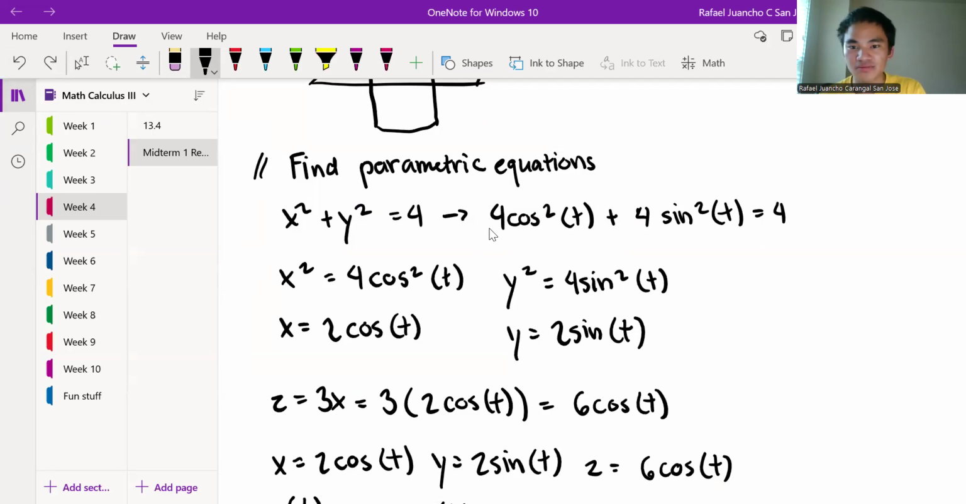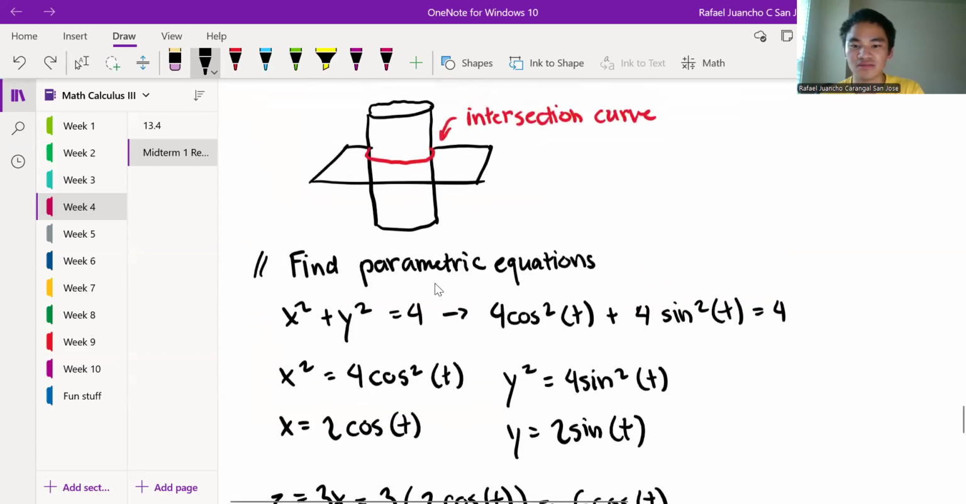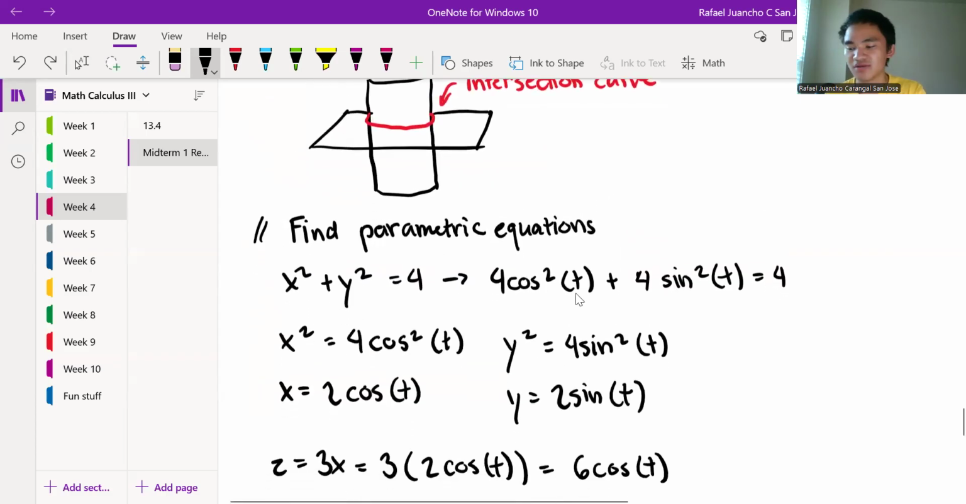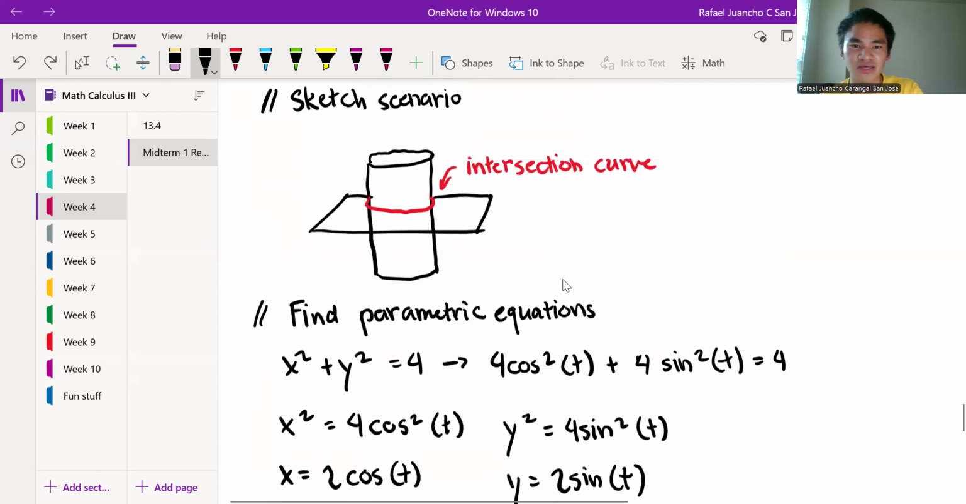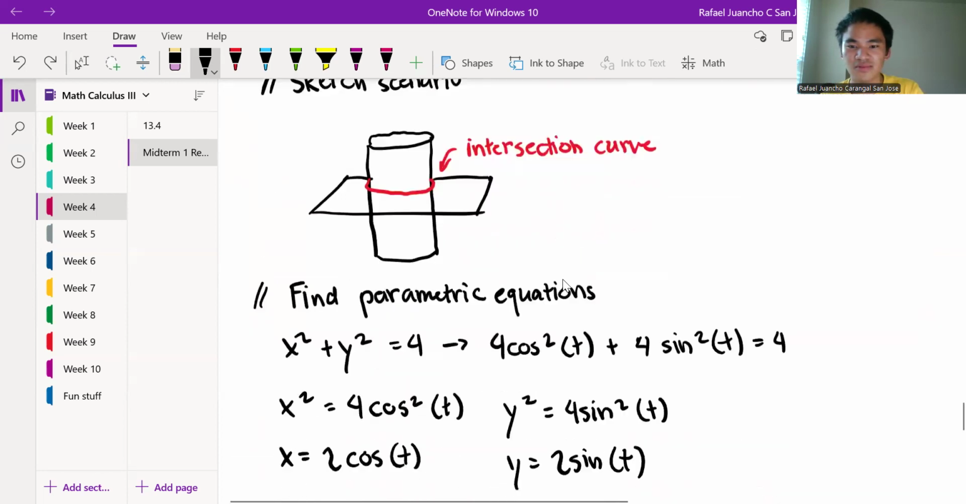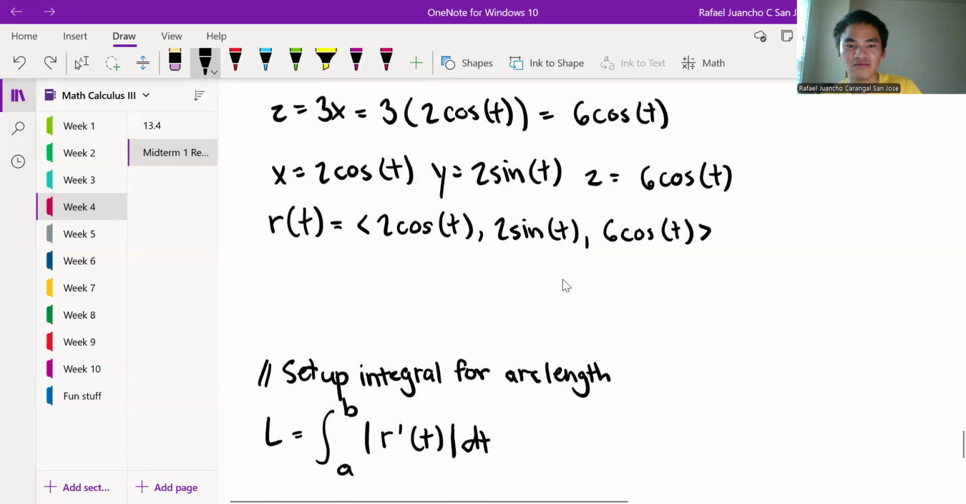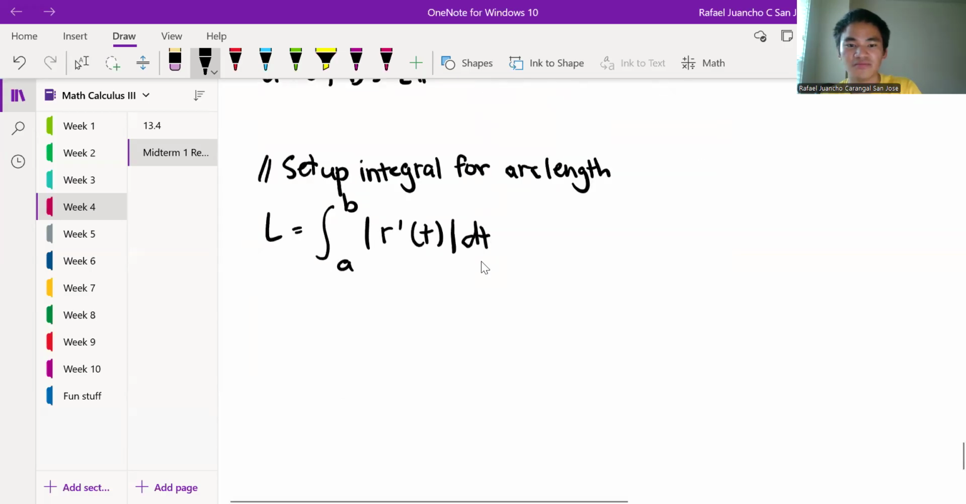Why is that? Well, this is a circle, right? And in a circle, t can only be 0 to 2 pi, or at least the angle, because if it goes beyond, it's exceeding 1 revolution, and we don't want that, right? So here we say my A is actually just 0, and my B is actually just 2 pi, right?